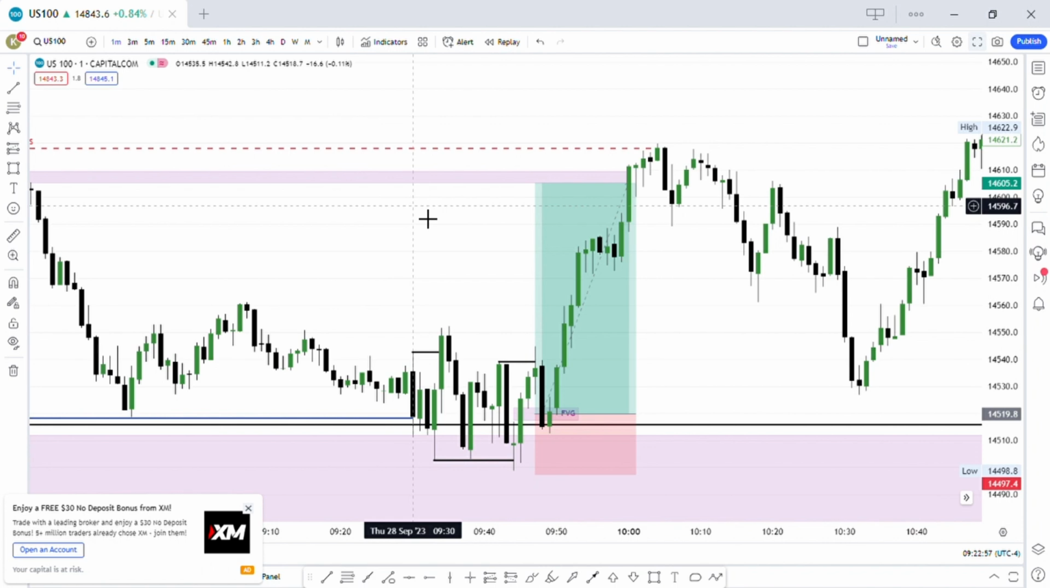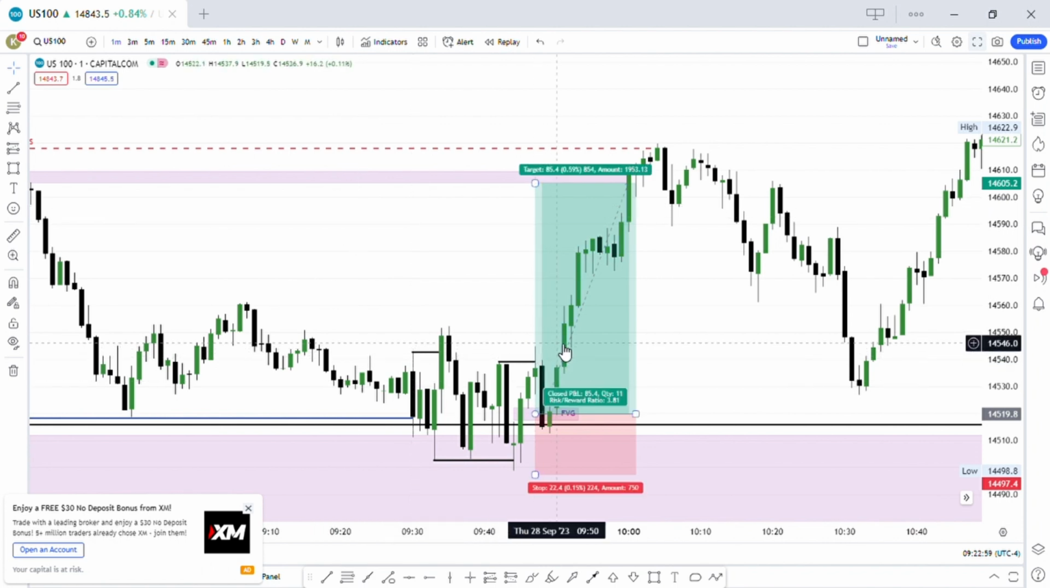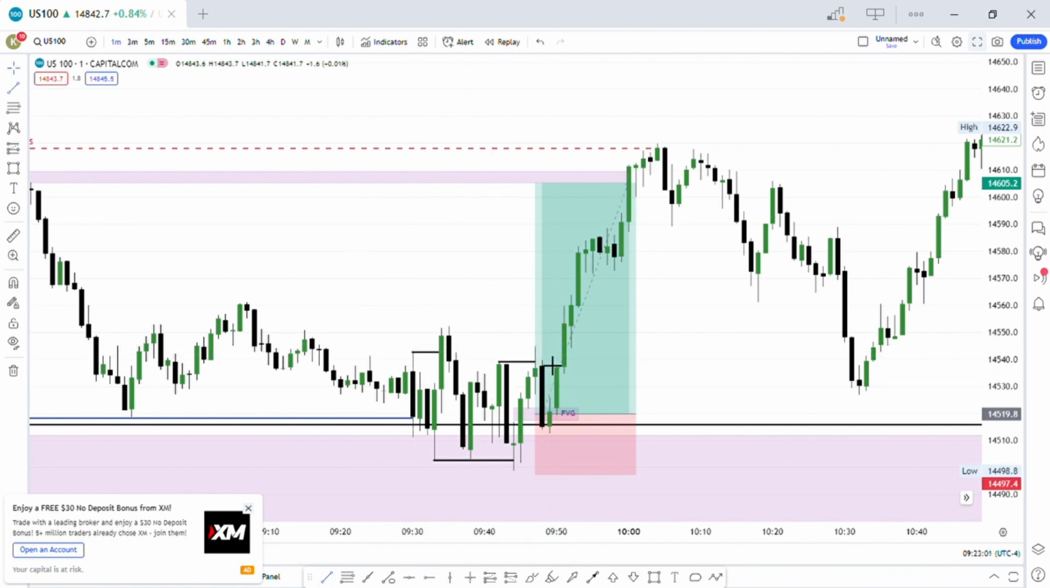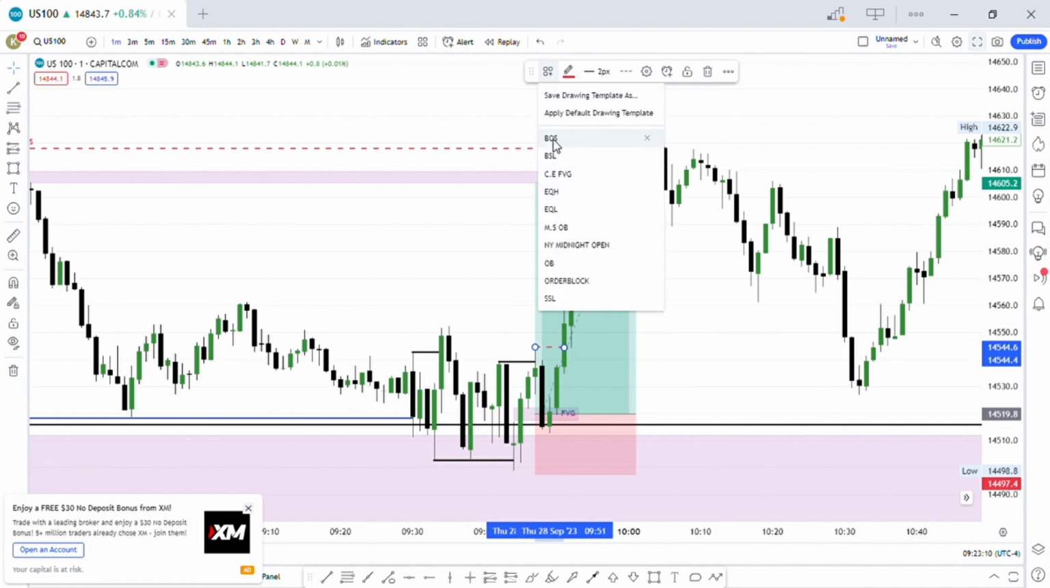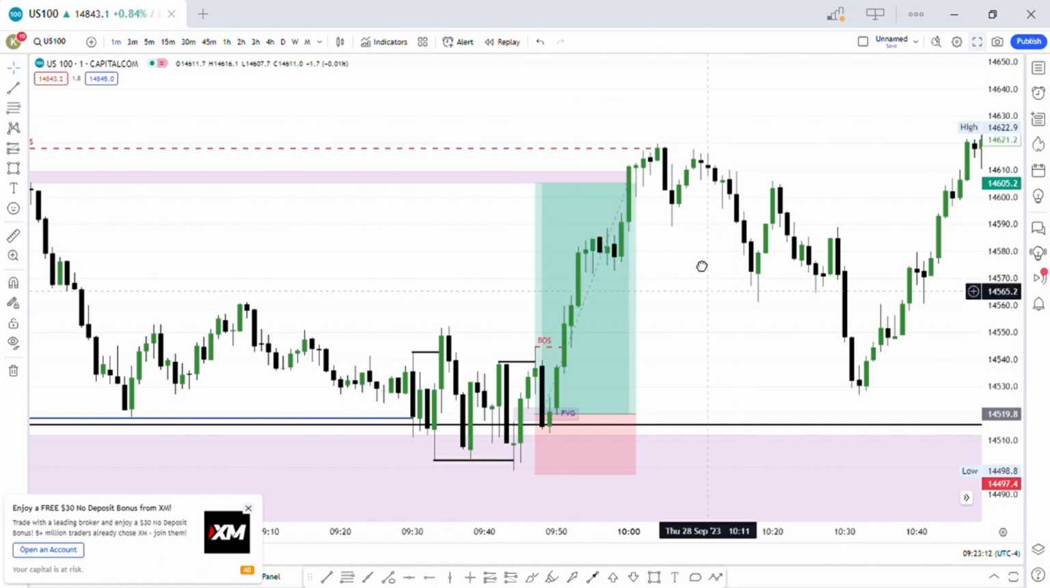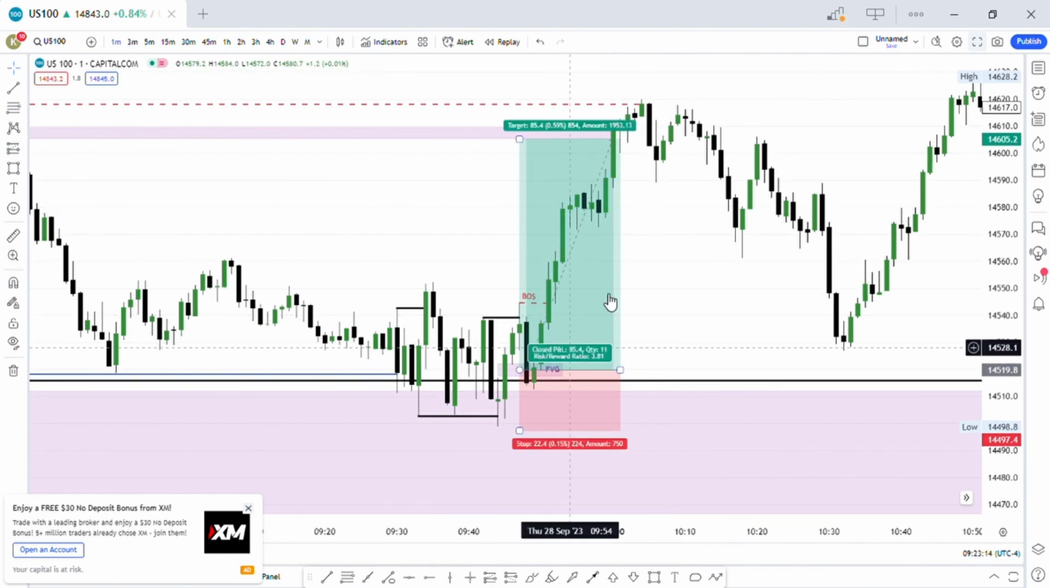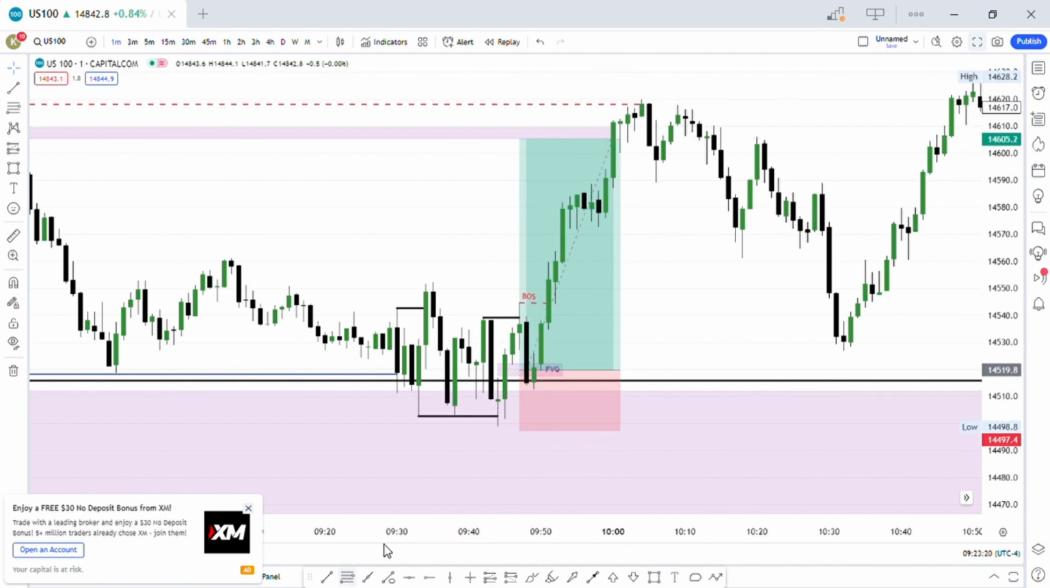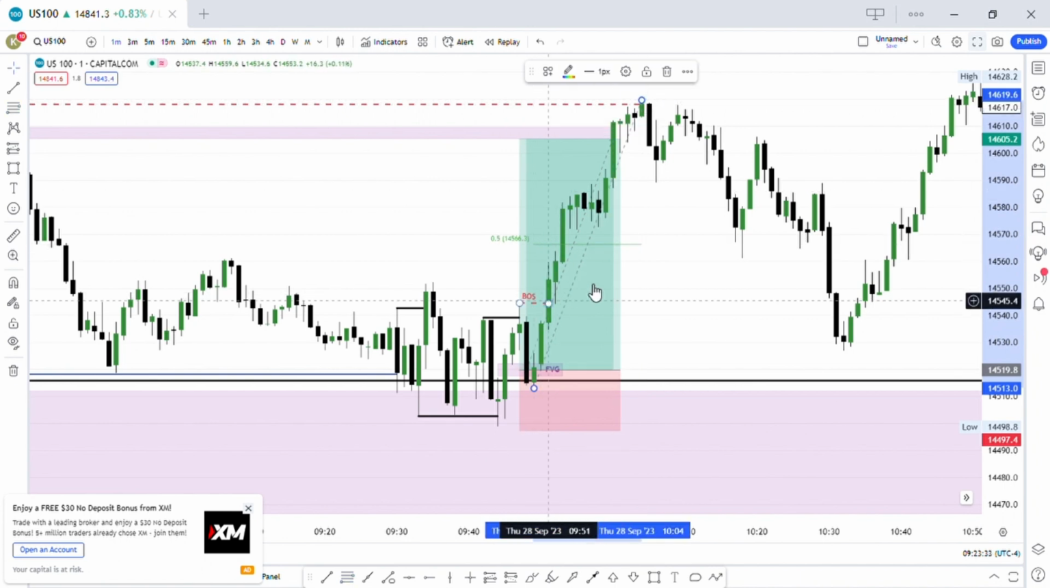So what do we do? Because of this break of structure to the downside, I mean to the upside, sorry for that, we know that the market has the potential to retrace anywhere in a discounted market from here to here. Let's see where the discounted market is. We start from here because this is where the impulse started. We don't start from here. We start from here, then the fib here. So this is our 50%, then this is our discounted price.